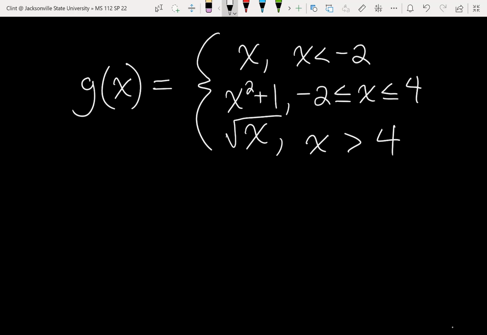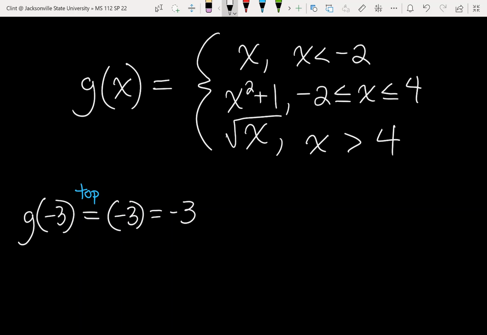So then let's find a couple values real quick. So like not f, it's g. g of -3. Which one would we use for that one? Yeah, we use the top. So then we just plug in -3 and we're done. And that rule's pretty easy. Our input is the same as our output.